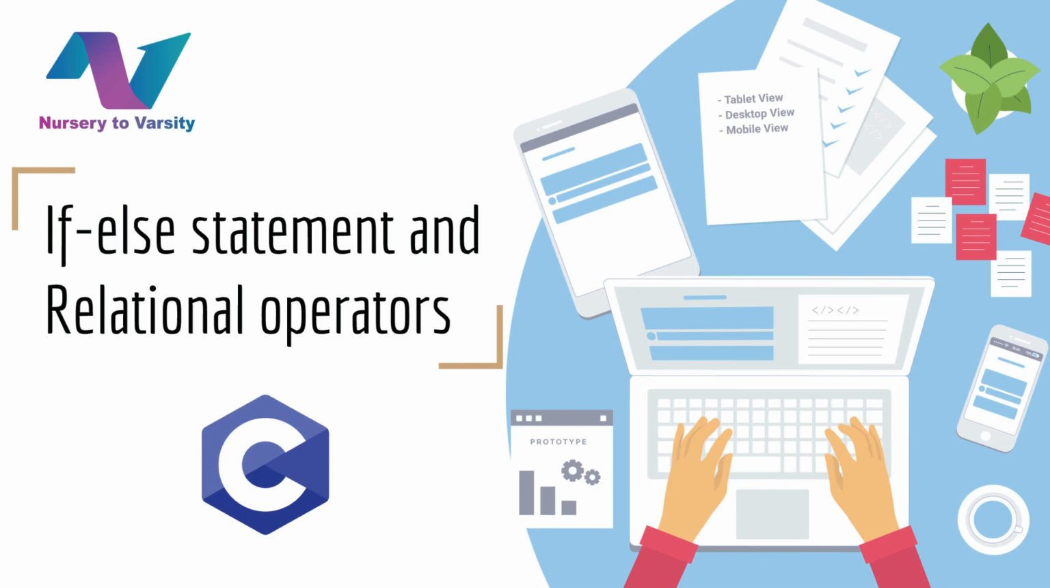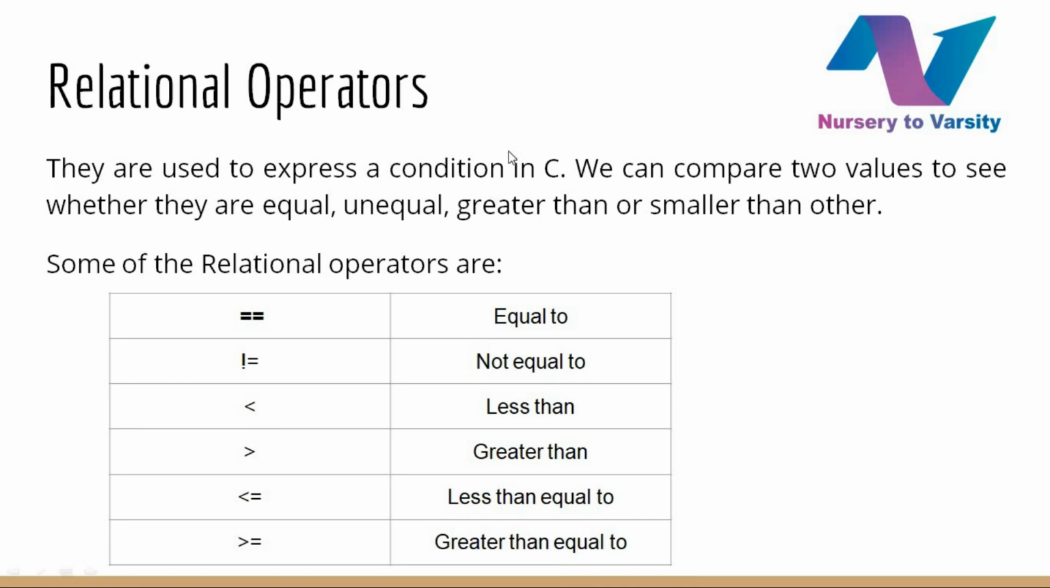In the previous tutorial, we have discussed if statement for implementing decision control instruction, and now in this tutorial we'll learn about if-else statement and relational operators. So let's first discuss about relational operators in C. Relational operators are used to express a condition in C.